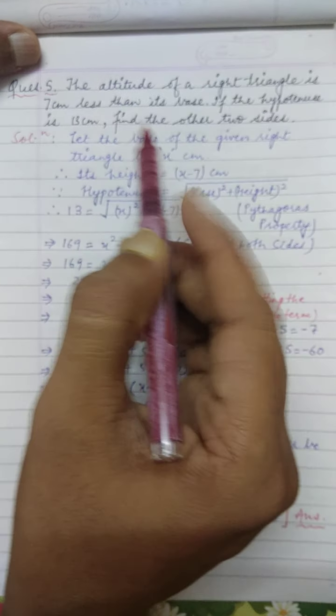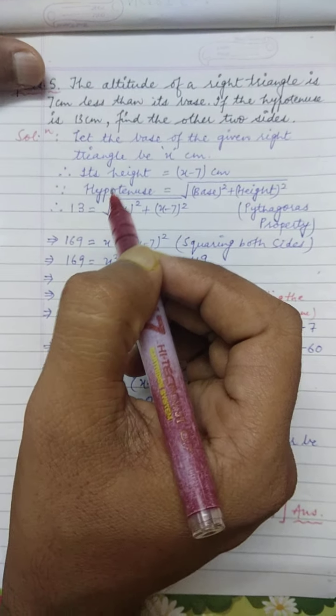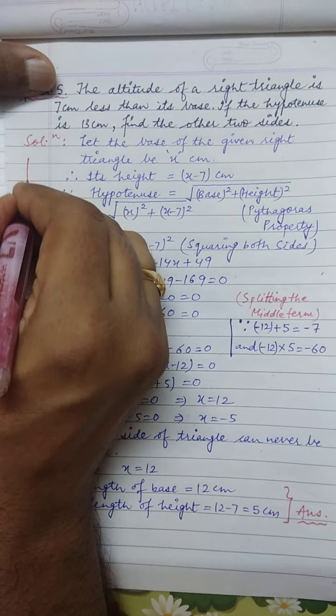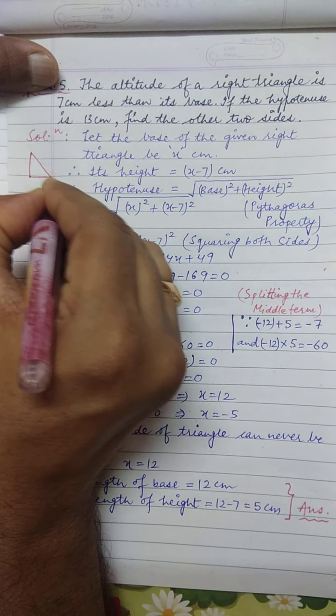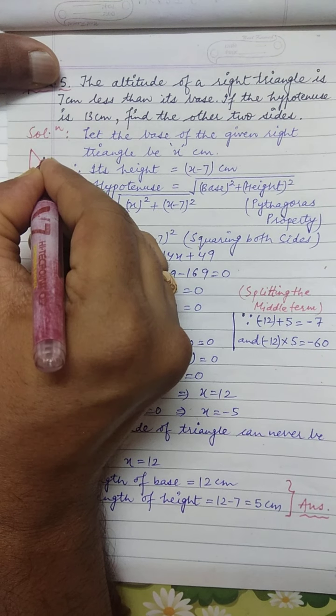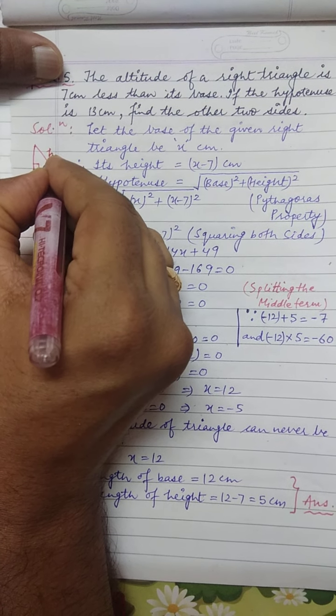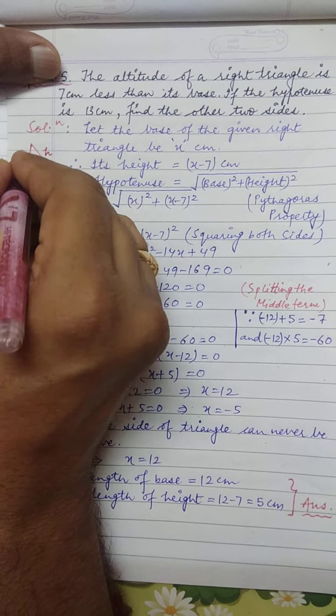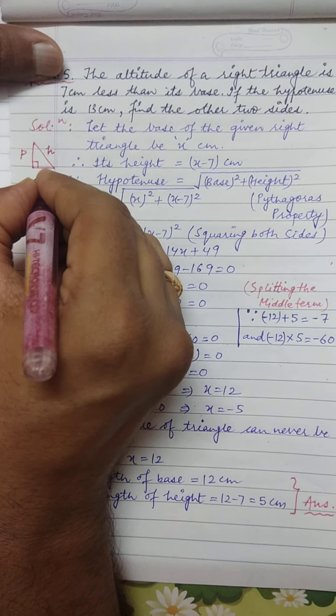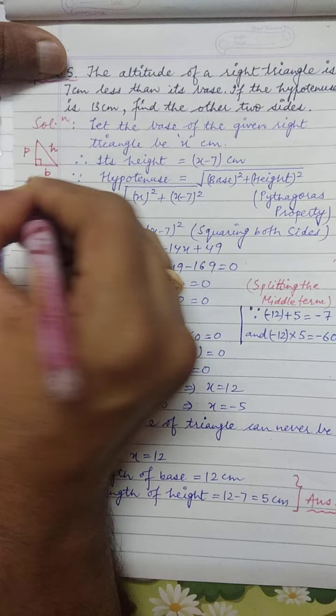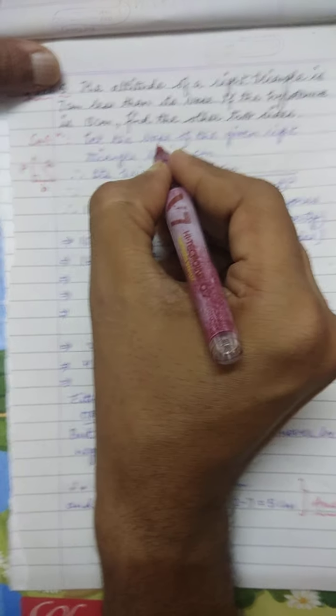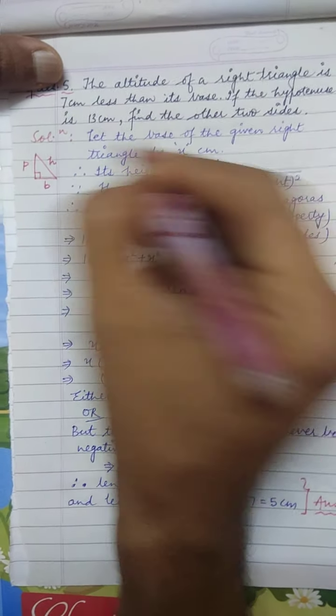Now again we have a right angle triangle, and we know that in a right angle triangle the side opposite to the right angle is the hypotenuse, and this is your perpendicular and this is your base. Now we suppose that the base of the given right angle triangle be x.